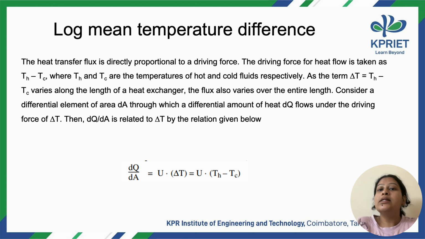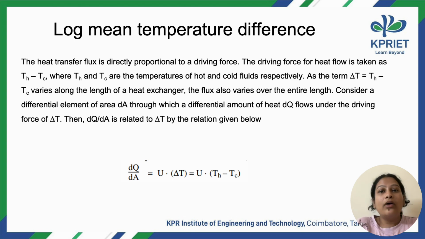So in this case, if we go for a mean temperature like usual, for example, hot fluid inlet temperature plus hot fluid outlet temperature divided by 2, which is a normal mean, T1 plus T2 divided by 2, it is not going to give us the correct temperature difference, and this in turn will give us a wrong Q value, that is, a wrong heat transfer rate. So this is the importance of logarithmic mean temperature difference.